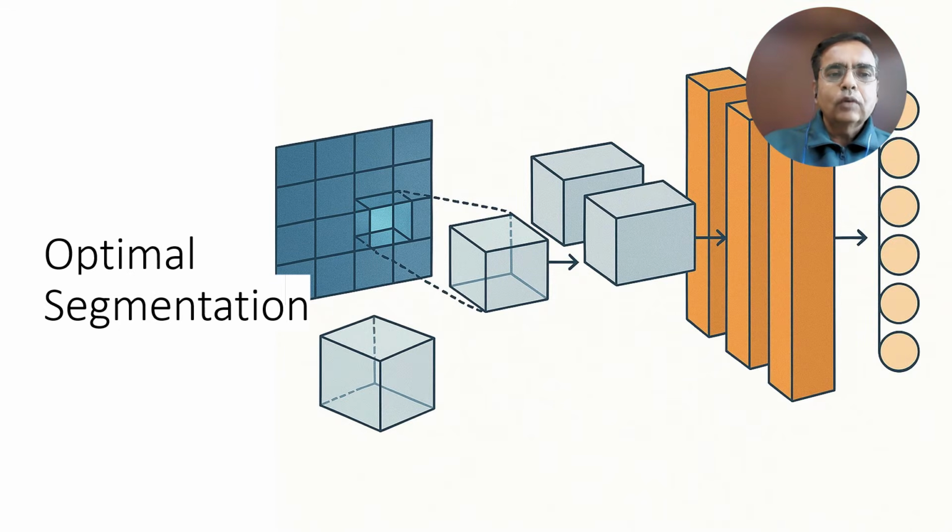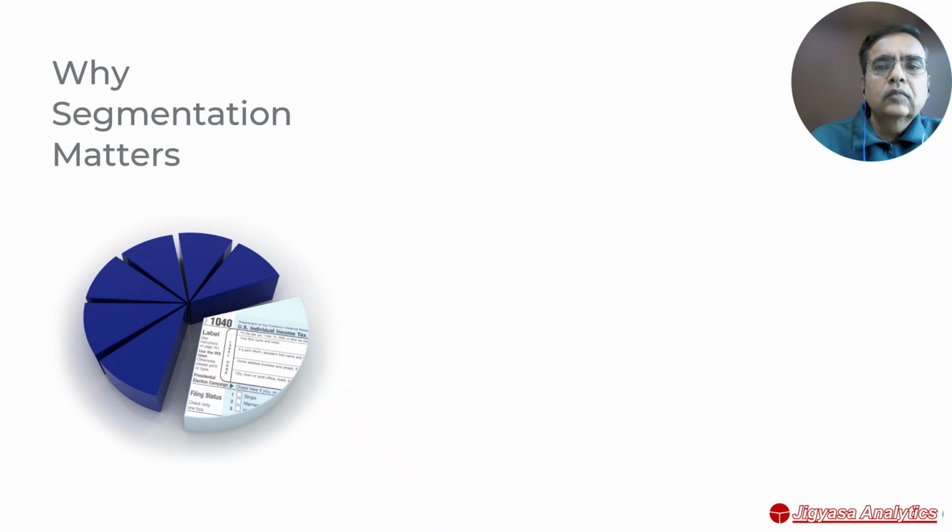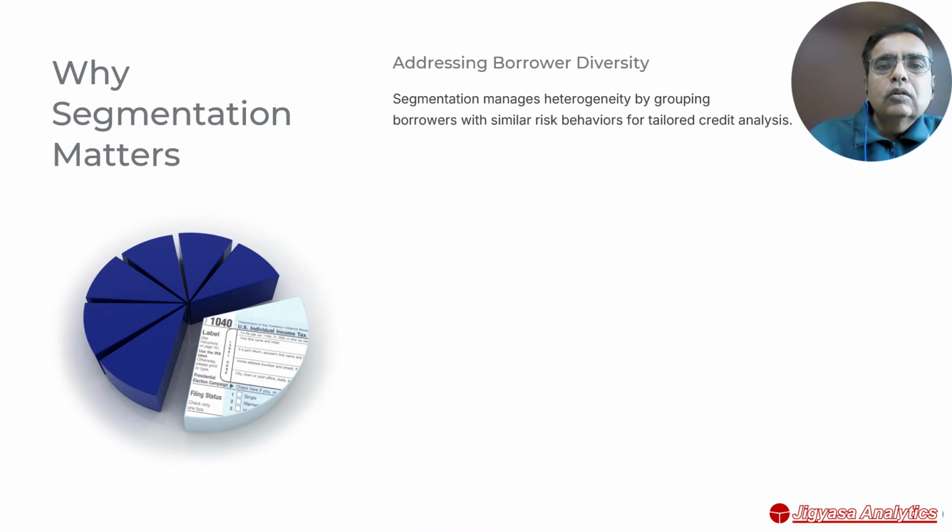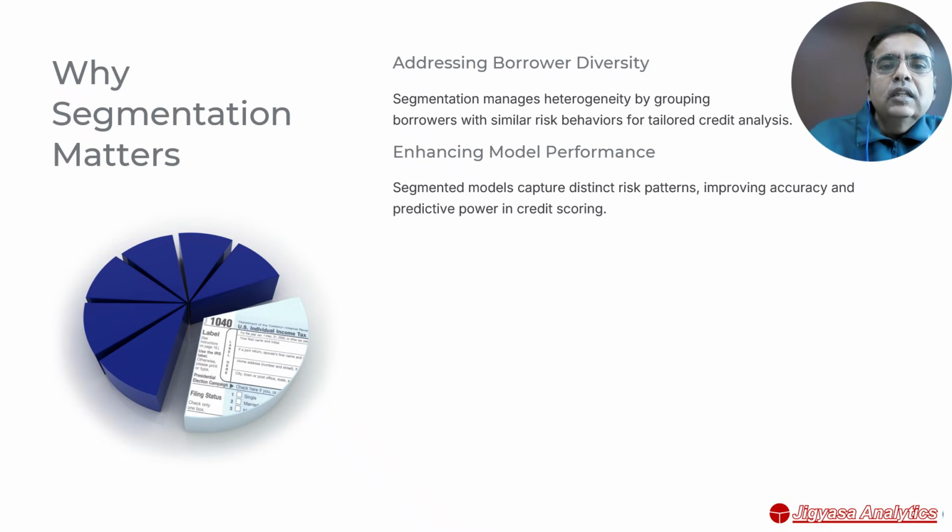Let us now talk about how machine learning and AI can help with optimal segmentation. The first thing we need to address here is why segmentation matters at all. Borrowers are typically very heterogeneous and diverse, and so they might have different drivers of risk, and their risk behavior might not be captured by an unsegmented scorecard, and that is why segmentation would be a very important exercise here.